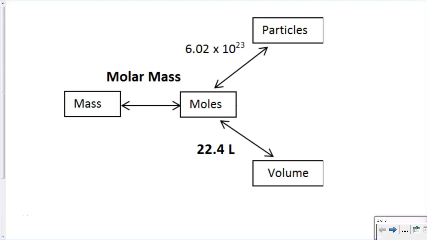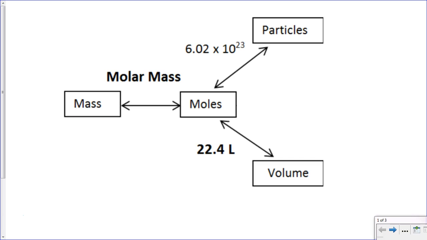This video will include some extra problems with mole conversions. The first thing that I want you to try and review when you're preparing for these mole conversion problems is this flow chart, which indicates the general concepts in terms of how these different variables are connected. What we have in the middle here is moles. We've got conversion factors going from moles to particles, moles to mass, and moles to volume.